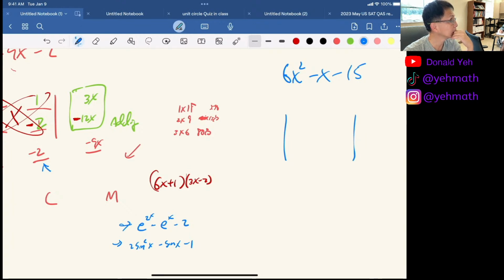Liam, did it work? It worked? Okay. 6x squared minus 15 minus x minus x. But Kenna, you got it? No? Okay, let's try it this way, see if it works.